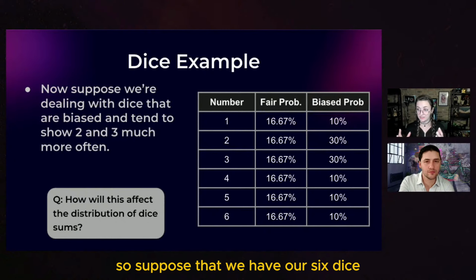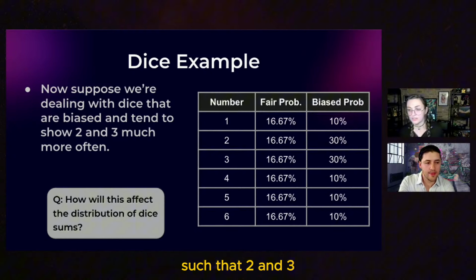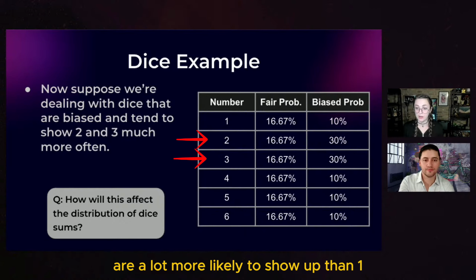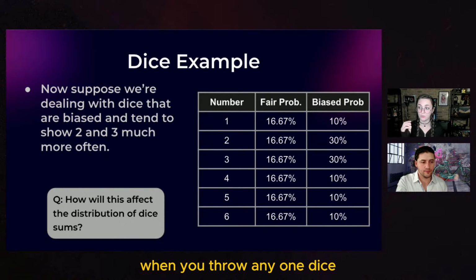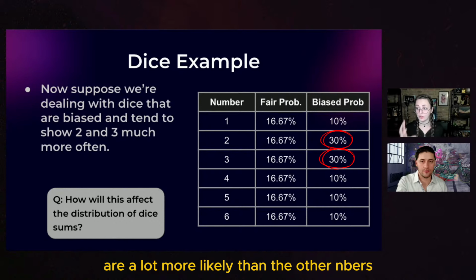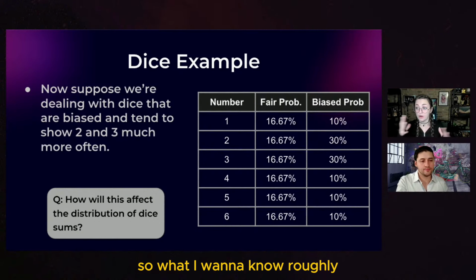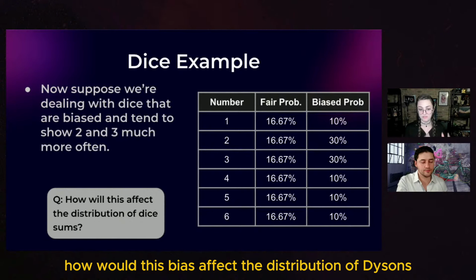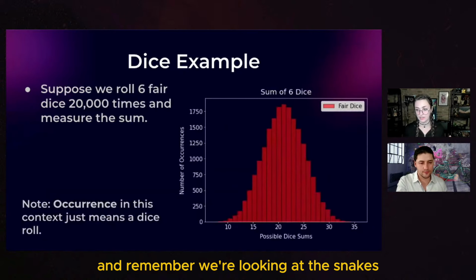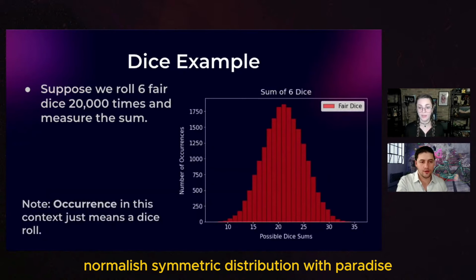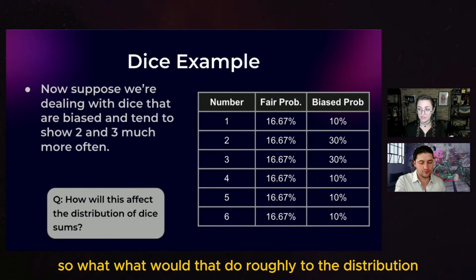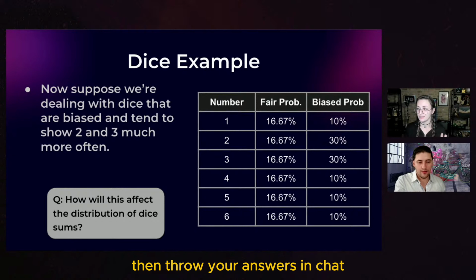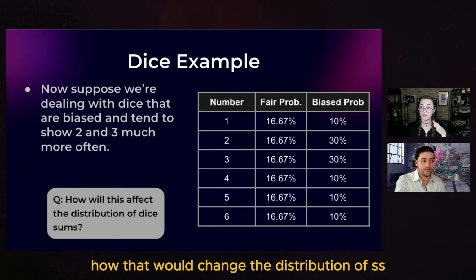So suppose that we have our 6 dice, but some of them are biased, such that 2 and 3 are a lot more likely to show up than 1, 4, 5, and 6. So instead of having a 16.67% chance when you throw any one die of getting any one number, suppose 2 and 3 are a lot more likely than the other numbers. So what I want to know roughly is how would this bias affect the distribution of dice sums? And remember, we're looking at this nice normal-ish symmetric distribution with fair dice, but now we have biased dice. So what would that do roughly to the distribution? I want you guys to take a second, think about it, then throw your answers in chat, how that would change the distribution of sums.